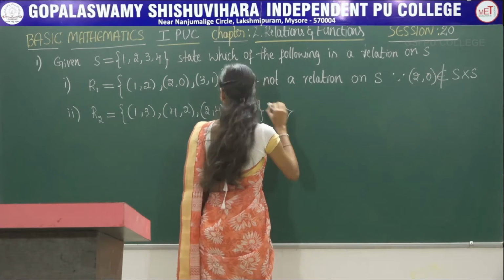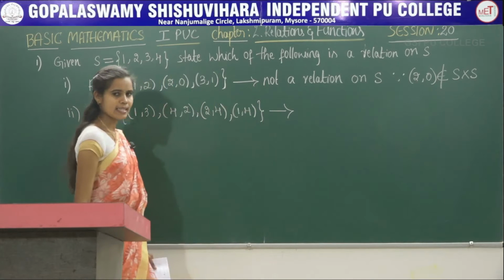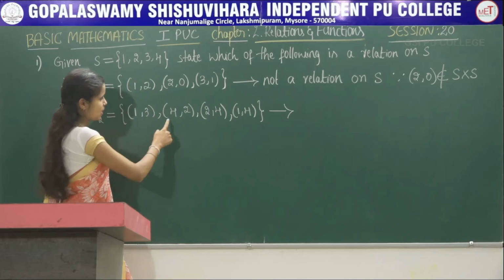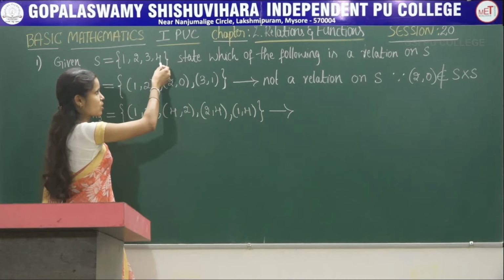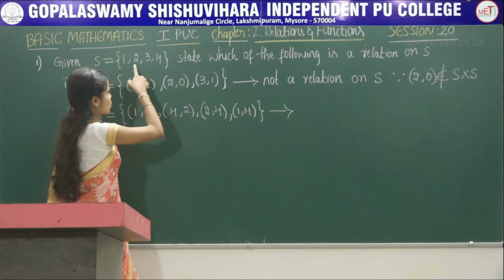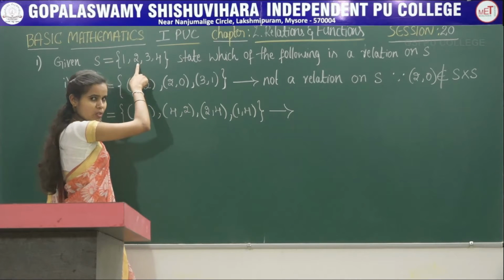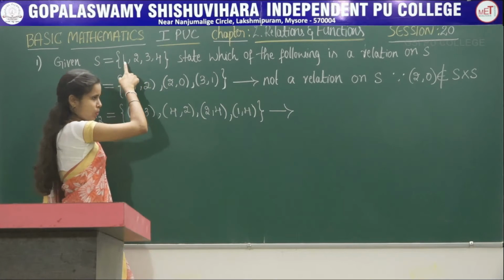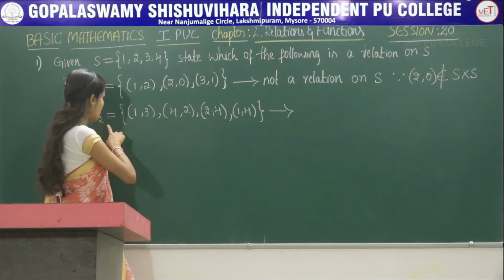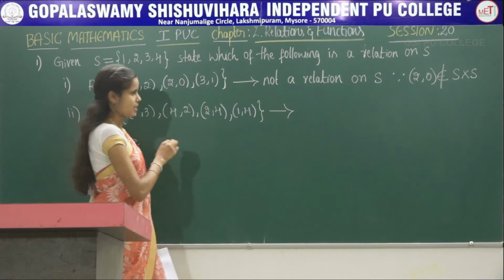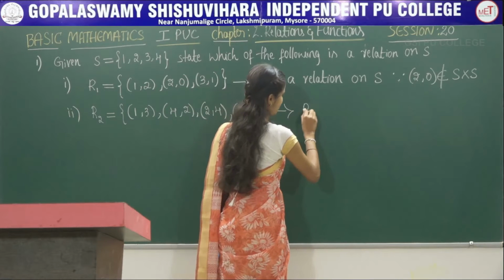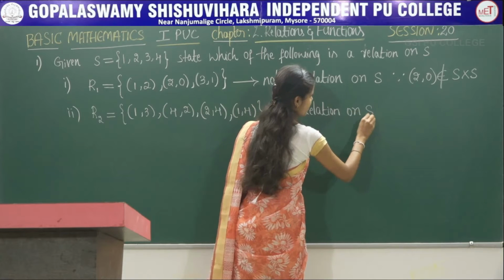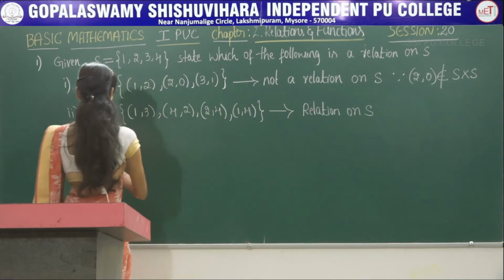Here verify whether R2 is a subset of S cross S or not. (1, 3) belongs to S cross S. (4, 2) is also an element of S cross S. (2, 4) is also an element of S cross S. (1, 4) is also an element of S cross S. So R2 is a subset of S cross S. Therefore, R2 is a relation on S. Okay. Next sub question, the third one.